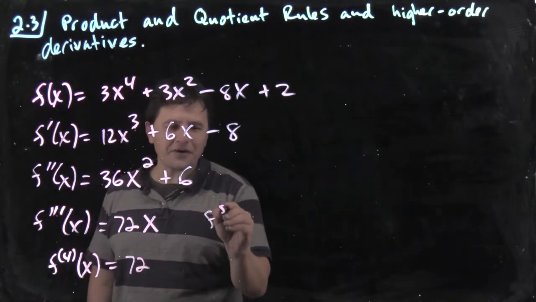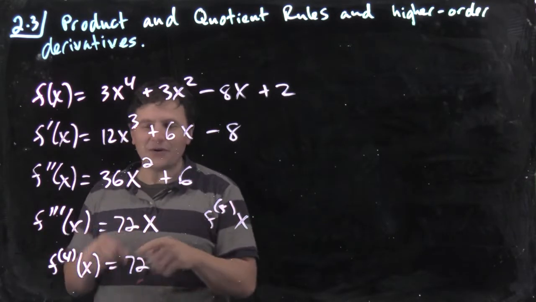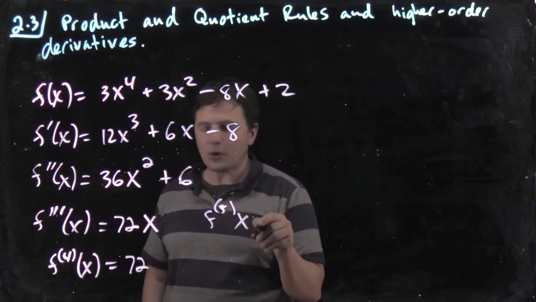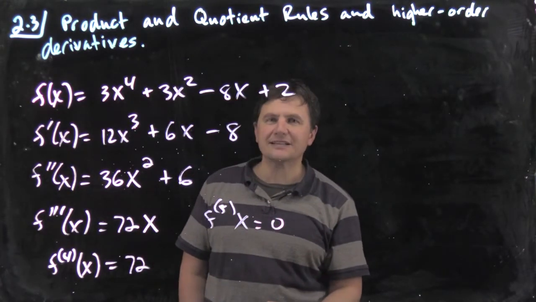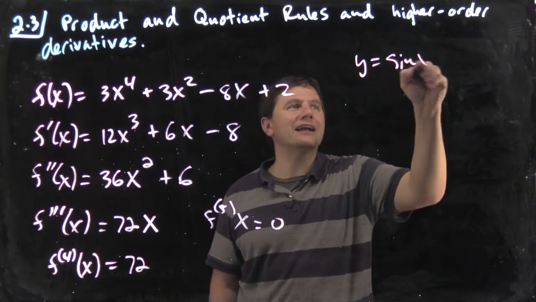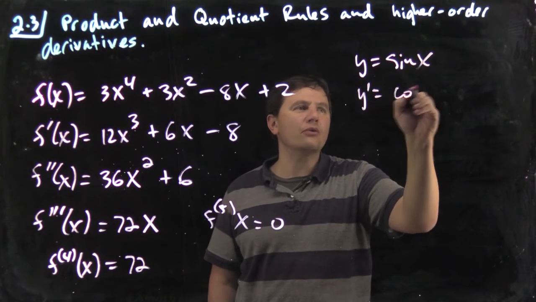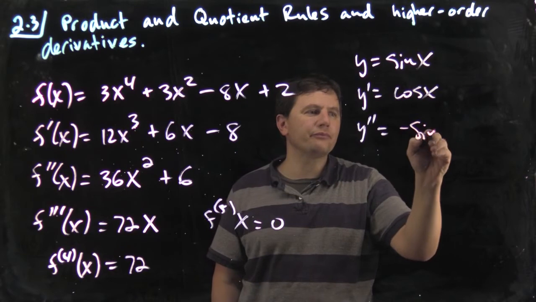If I take the fifth derivative, and notice, once we get past 3, we typically just denote it with a little number in parentheses. This is 0. With polynomials, sooner or later you're always going to get to 0. There are functions, for instance, y equals sine x, where you can keep taking derivatives over and over again, and it's never going to decompose to 0.